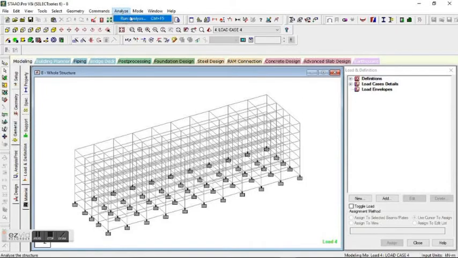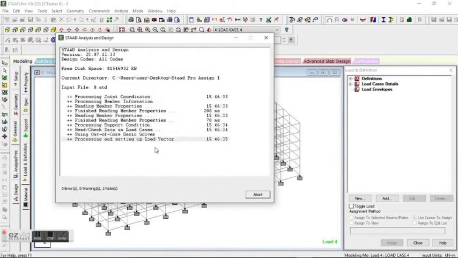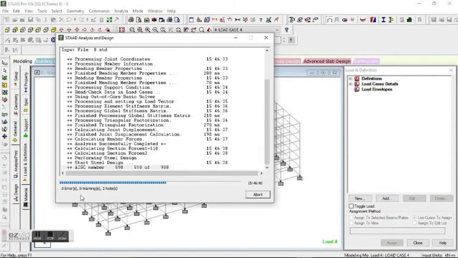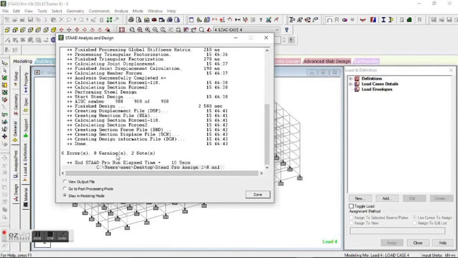Next step, we analyze the structure to see whether there are any errors with the design that we have made. And this is the analyzed data that we have done, and we came out with 0 errors and 0 warnings for our structure.